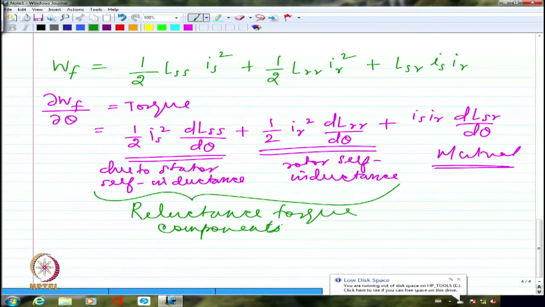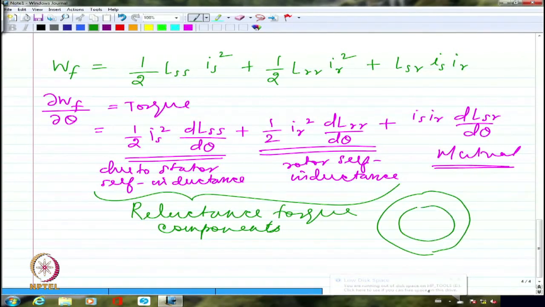So the reluctance torque components will be visualized only if physically the reluctance itself is changing for some reason or the other, maybe because of the movement of the rotor, which is having protruding structure. You guys understand, it's not a smooth structure. It is having protrusions in the form of poles. But I may have machines where my stator is also cylindrical, my rotor is another concentric cylinder. Two cylinders inserted inside one another.